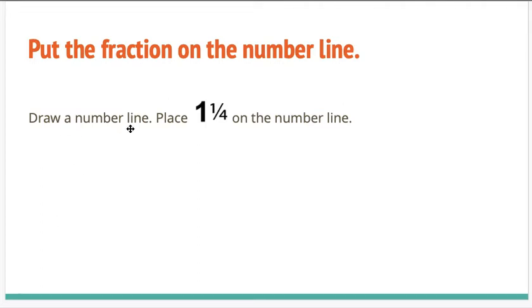Now you're going to draw a number line and place 1 1/4 on the number line. Now this is a little bit tricky, and I wish that I could draw a number line on here. But let's think about what that would look like. So draw a number line from 0 to 2. You don't want to stop at 1 because when I see this big number 1, I know that my fraction is going to go past 1. So 1 1/4 is going to go after number 1. So draw your number line from 0 to 2.